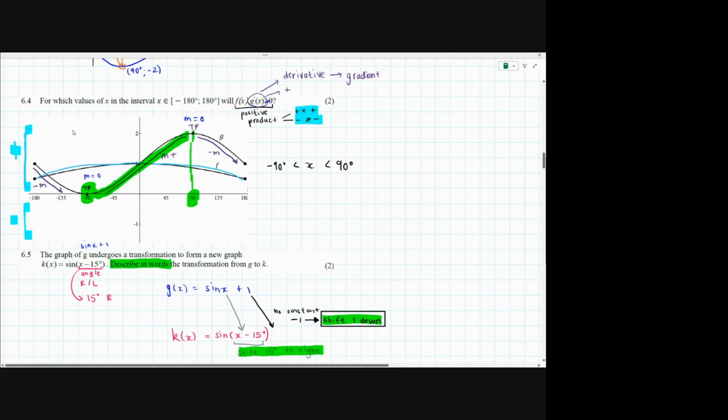Lorato? Ma'am, I have a question. So, ma'am, if they were to give us a transformation question, is it possible for them to ask, maybe let's say they go, the graph of g undergoes a transformation to form a new graph, k of x, whereby it's equal to 2 sine x plus 1. If it were to be a question, how would we now describe it?